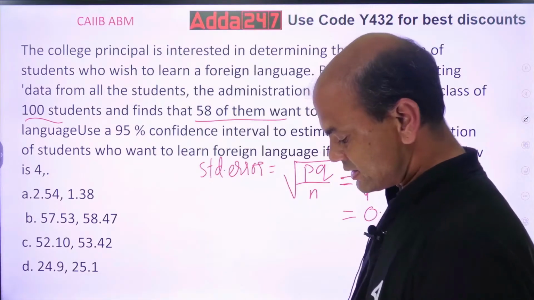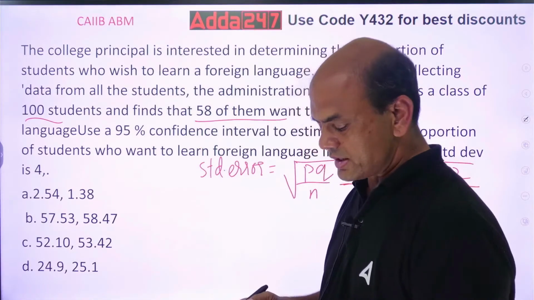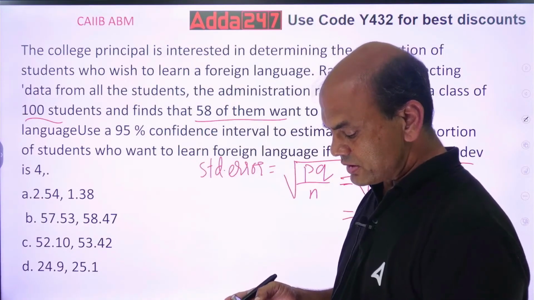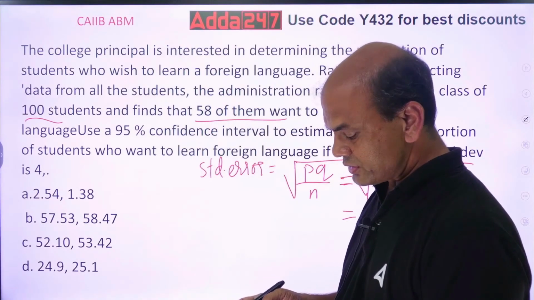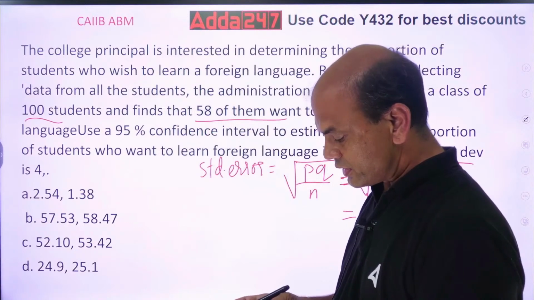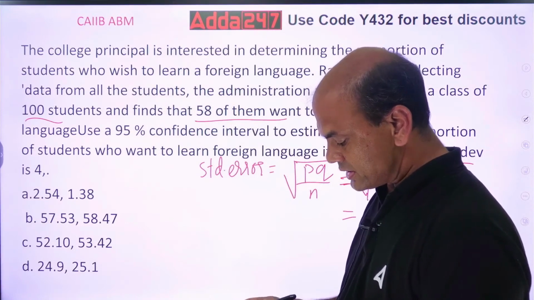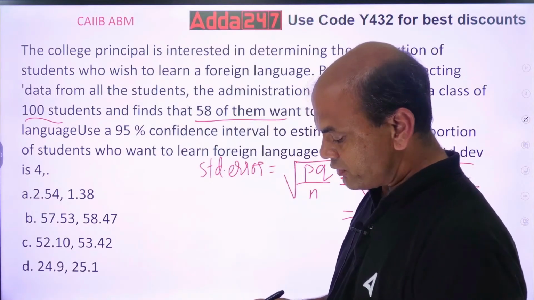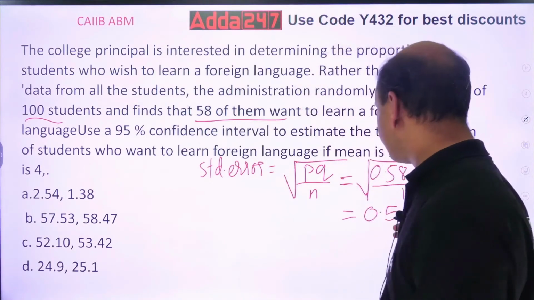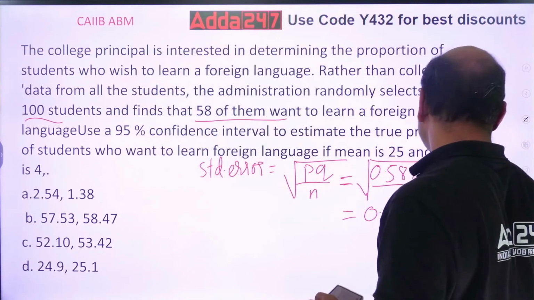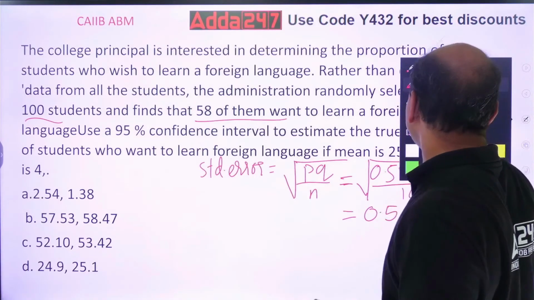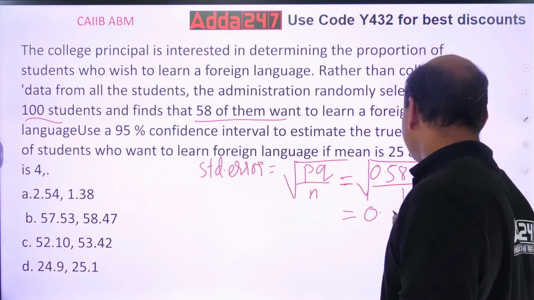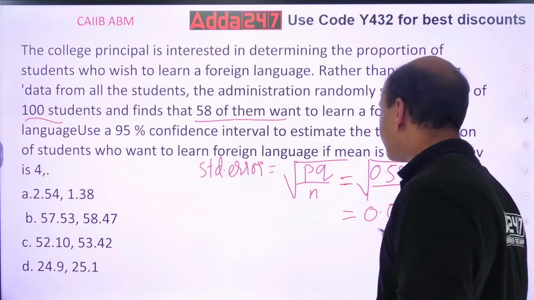0.002436, and the square root of this. The square root of 0.002436, I am getting 0.049, so roughly 0.05. Correct. So it's always required to cross check. So it is 0.05, not 0.5. This is my standard error.